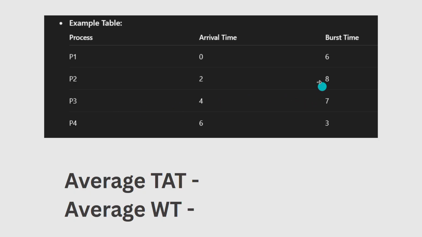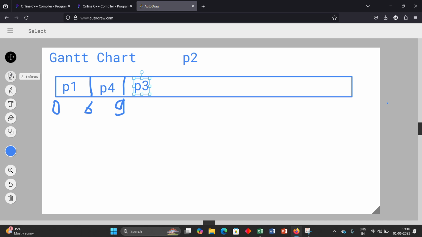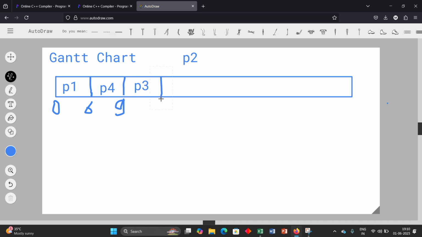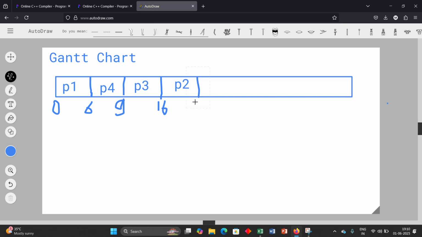After that, we have P2 and P3 remaining. P3 has the smaller burst time, so P3 will get the CPU and will execute for 7 units of time, meaning it will execute from 9 to 16. Now at the end, we have only process P2 left, which will get the CPU and will execute for 8 units of time, meaning from 16 to 24.